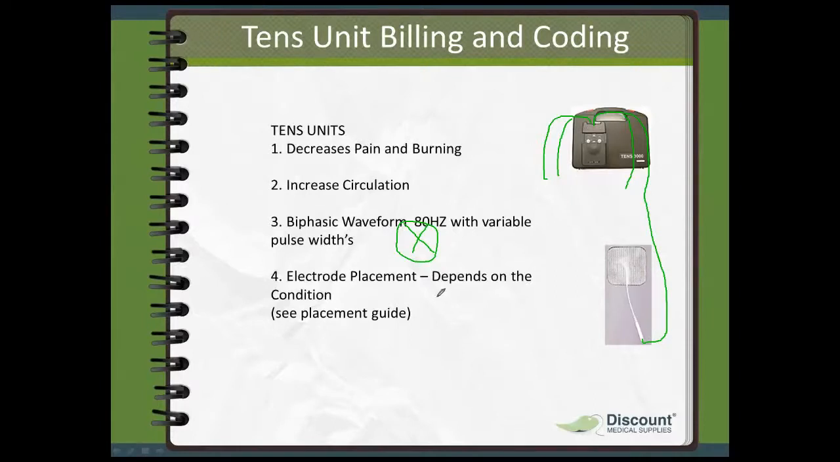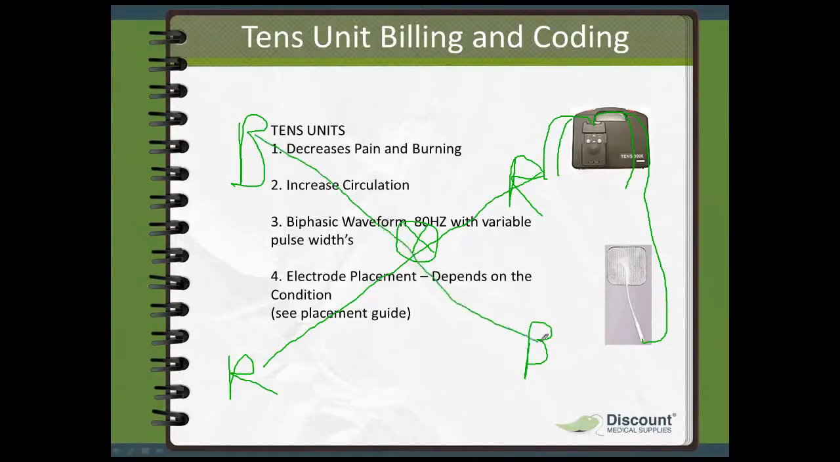So you want to crisscross the colors of the lead wires. For instance, you have a red lead wire coming here and a red lead wire coming here, so you're going to crisscross over that point of pain. Here you would have a black lead wire and a black lead wire. So you're going to crisscross red to red and then black to black.